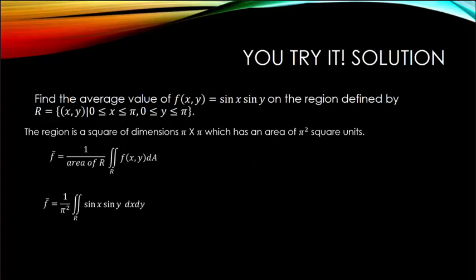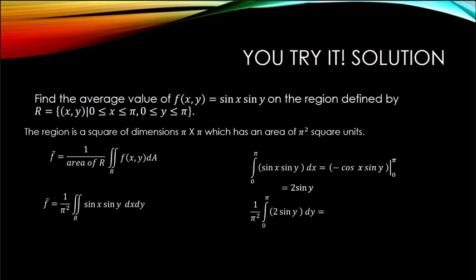The innermost integral is the integral from 0 to pi of sine x sine y dx. This gives me negative cosine x sine y evaluated from 0 to pi. This simplifies to 2 times the sine of y. I plug this as my integrand into the outer integral, and I want to find 1 over pi squared times the integral from 0 to pi of 2 sine y dy. This gives me negative 2 cosine y evaluated from 0 to pi, and I get 4 over pi squared. I leave it in this form. This is the exact value.